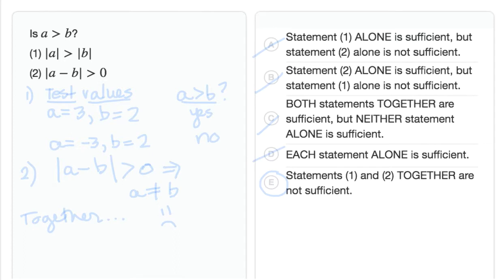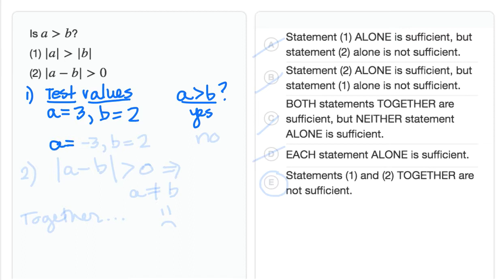Let's choose some test cases for A and B and see if we can figure out if statement 1 is enough information to answer the question. So we're going to make a little chart with test values, and we want to know if A is going to be bigger than B with our values. A good place to start is with A equals 3 and B equals 2. Notice those test values satisfy statement 1 because the absolute value of 3 is bigger than the absolute value of 2. And in this case, because 3 is bigger than 2, we can answer yes.